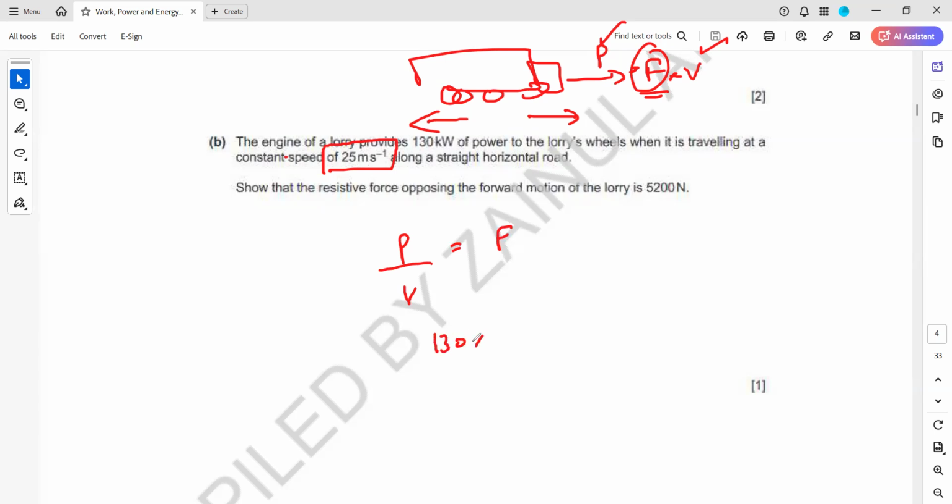So power is 130 kilowatt and the velocity is 25. So what's the answer here? 130,000 divided by 25. It will be about 5,200. Okay, exactly. So 5,200, and the unit should be newton because it's a force.